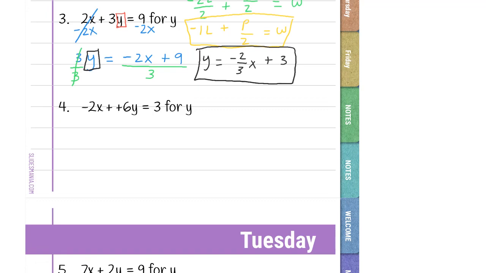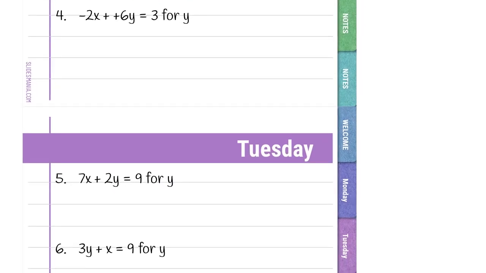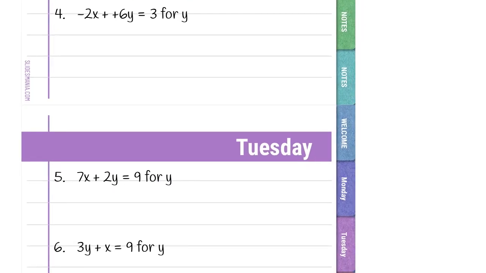Now, for the next one, we have negative 2x plus 6y is equal to 3. Solve for y. So I'm going to put a box around my y. And what am I moving? I'm moving that negative 2x to the other side first, right? How do I do that? By adding on both sides, because I'm doing the opposite of negative. Negative 2x plus 2x reduces to 0. So then I'm left with 6y is equal to 2x plus 3.